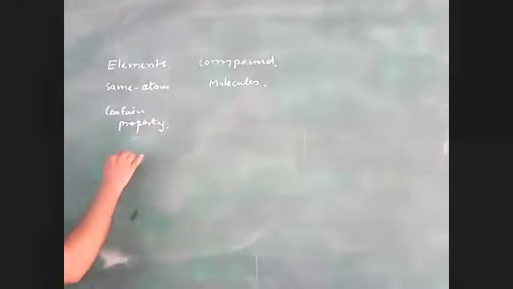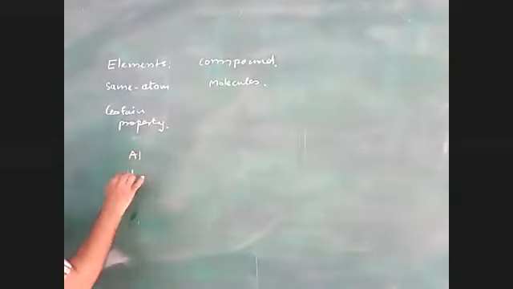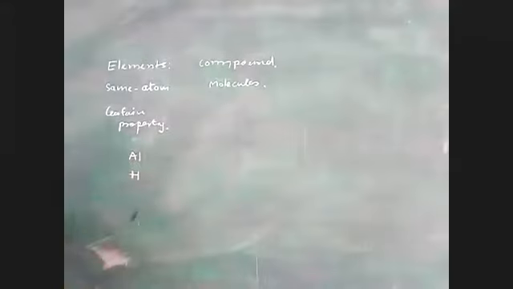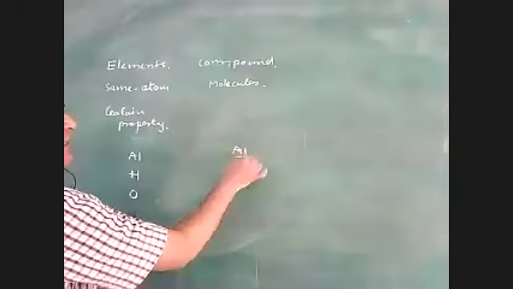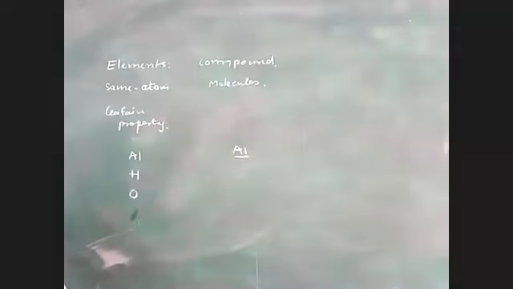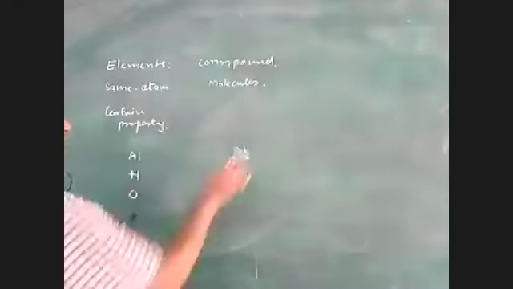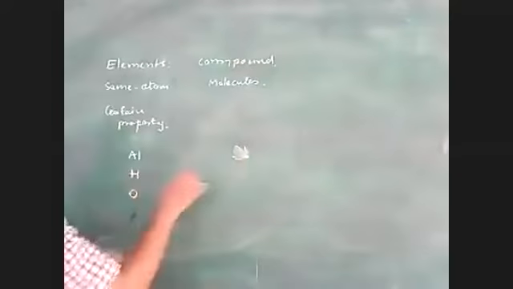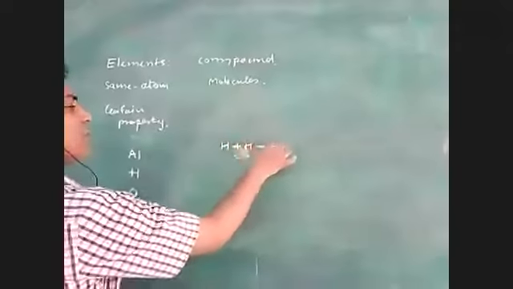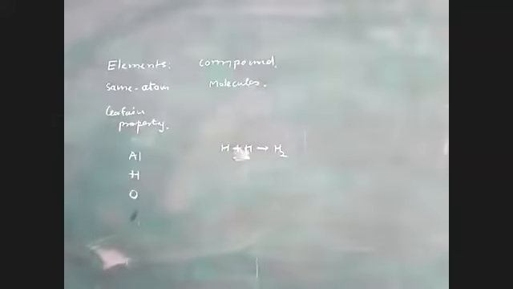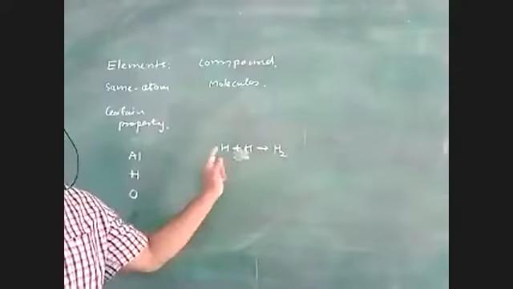If I say aluminium, it is an element. If I say hydrogen atom, it is an element. If I say oxygen, it is an element. But if we talk about molecules, this is a molecule, a compound, but this is not a compound because it is an element. When hydrogen and hydrogen combine, it becomes H2, and H2 is known as a molecule. Atom, atom, molecule.